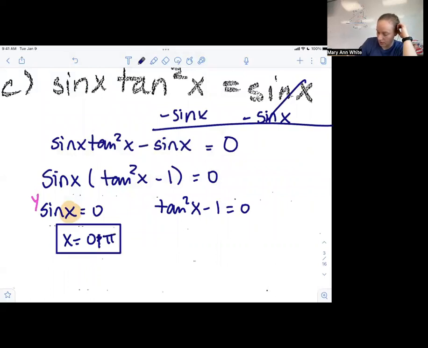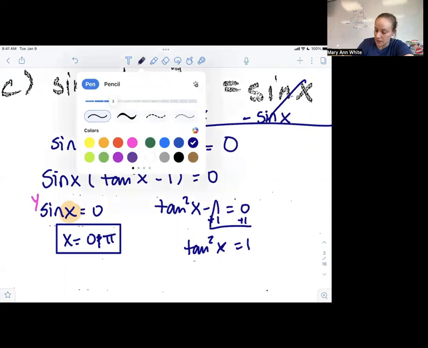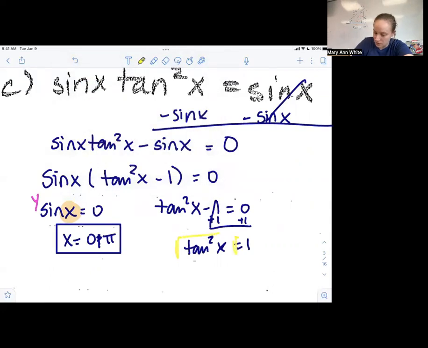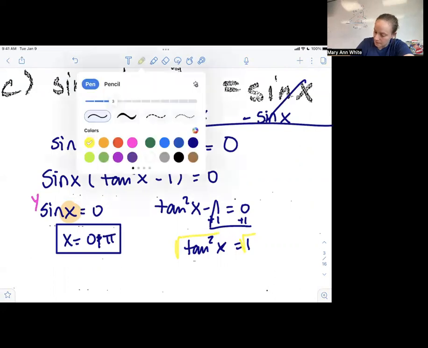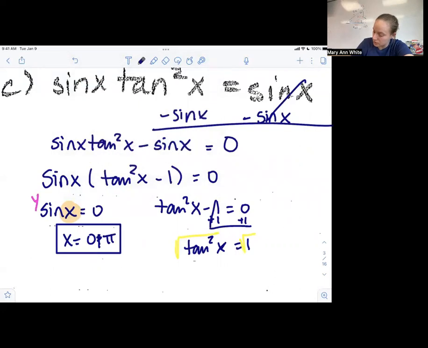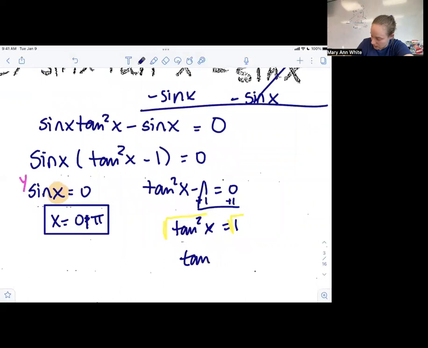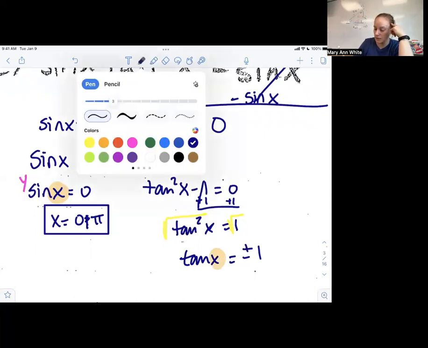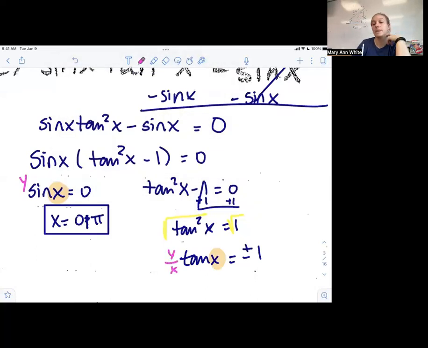Okay, and then now I'm going to go over to the tangent one, move everything to one side, and then we'll do our square root. So let's add that one to both sides. We've done this a couple times now, so I want you to square root both sides. The square root of 1 is still just 1, so I'm looking for a tangent of x that equals plus or minus 1. So again, my question in my head is, what angles give me a tangent, or a y over x, of positive or negative 1?